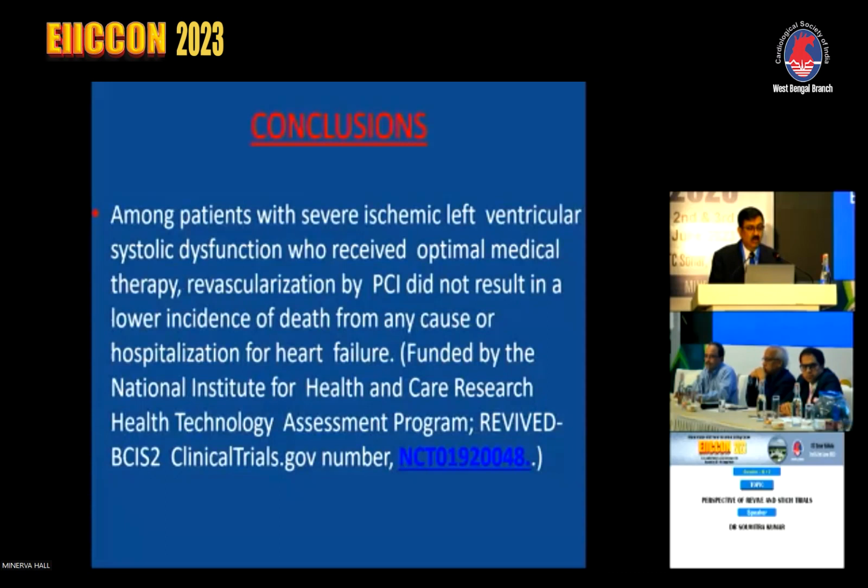So overall conclusion, among patients with severe ischemic LV systolic dysfunction who received OMT, revascularization by PCI did not result in a lower incidence of death from any cause or hospitalization for heart failure.